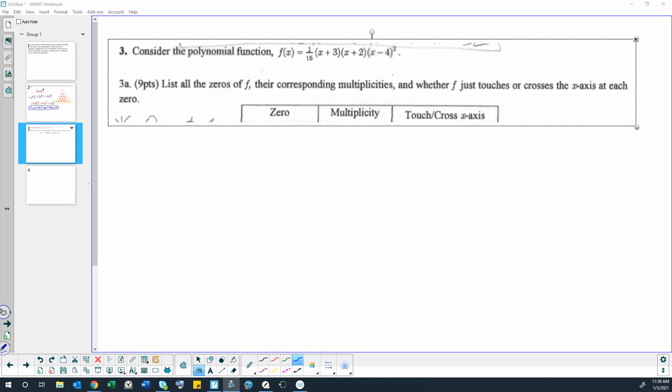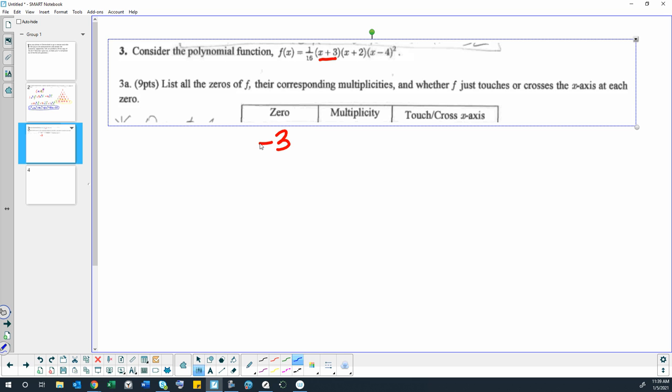All right, we're looking at question 3 on our 2017 fall final exam, which we're using to practice. So we have the polynomial function 1 over 16 times x plus 3 times x plus 2 times x minus 4 squared. So let's go ahead and list the zeros. The zeros are also the x-intercepts, right? So we have a 0 at -3 because that would make this factor 0.